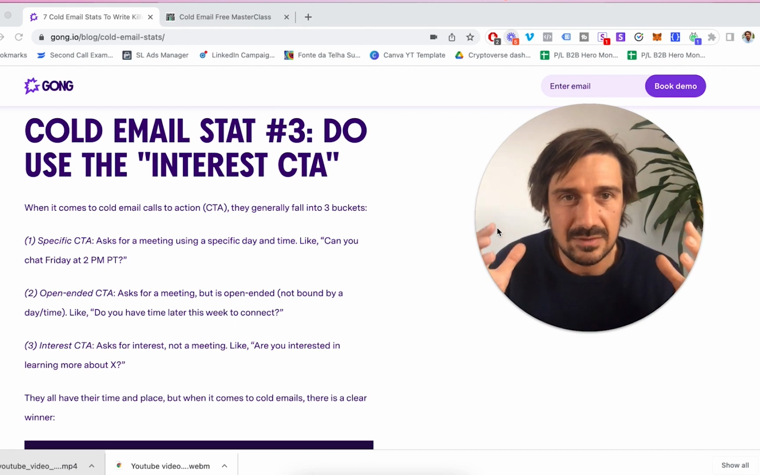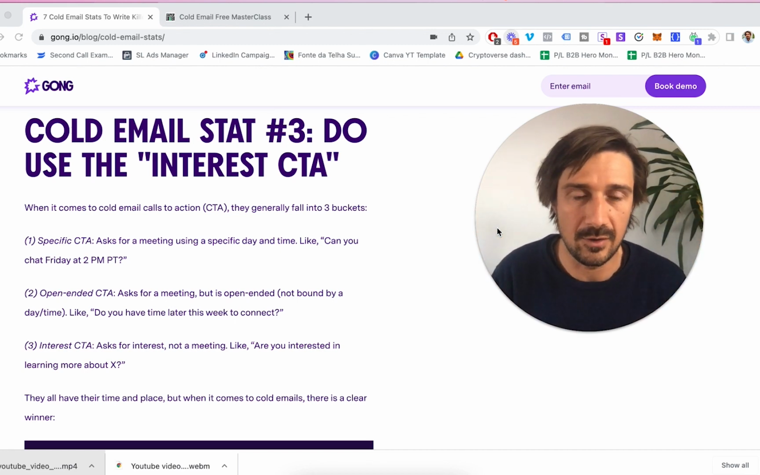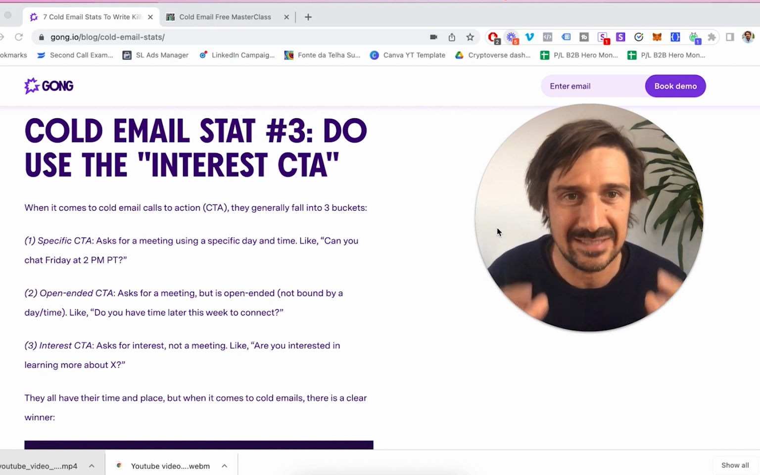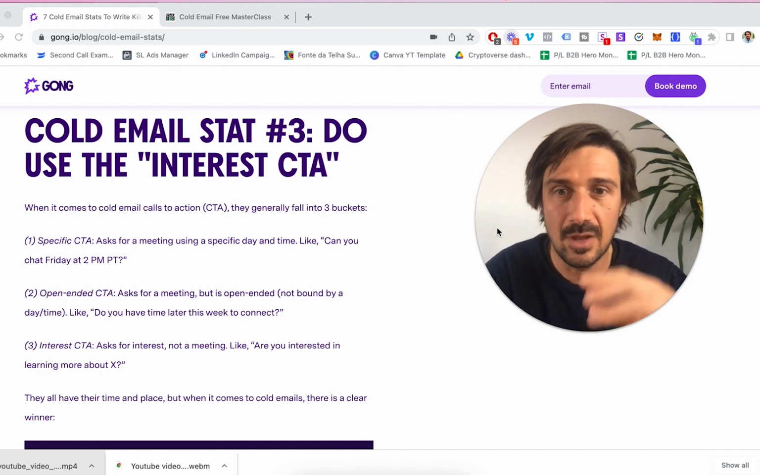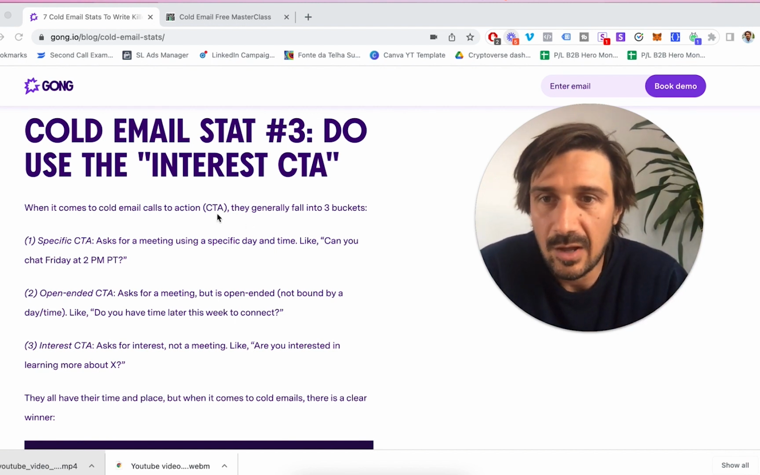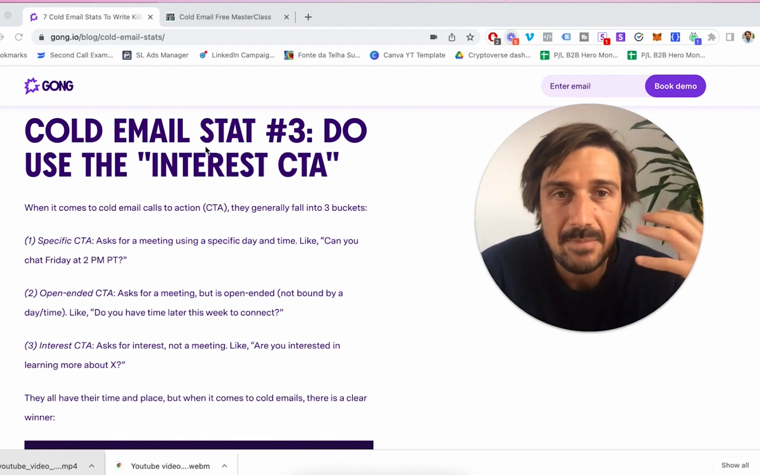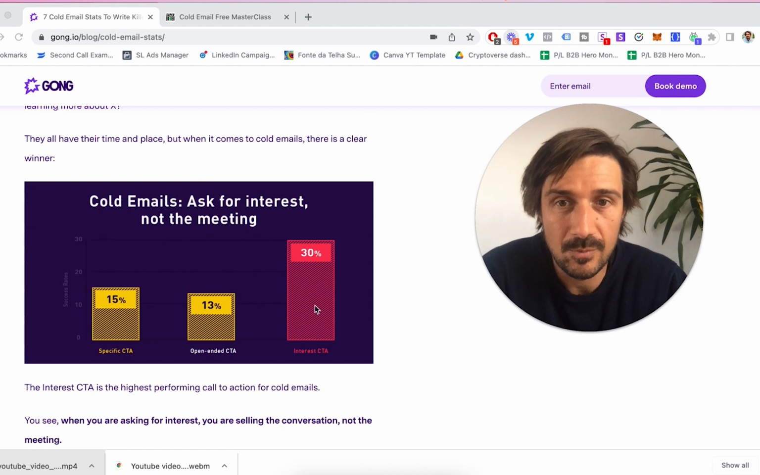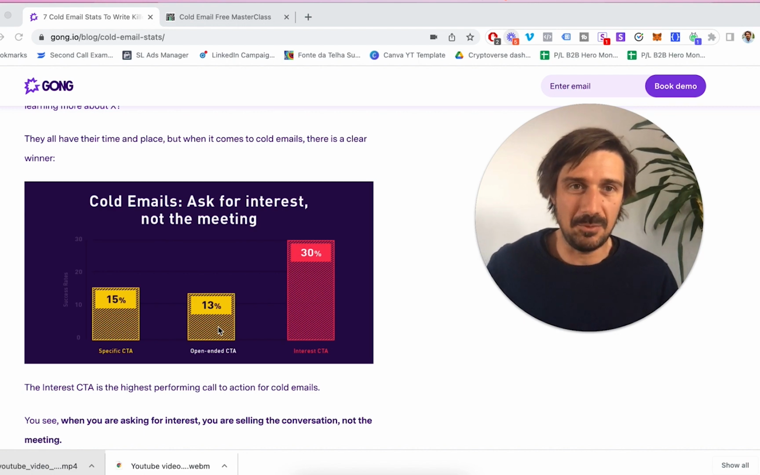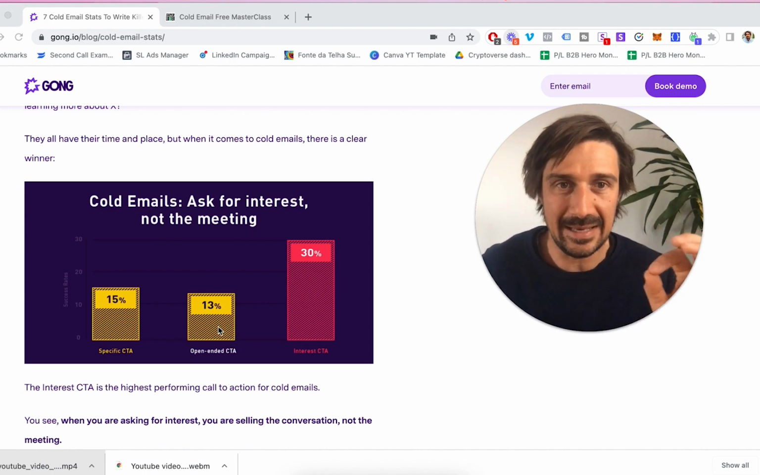So looking at the data and the research from gong.io, a lot of people are bringing out loads of really detailed data and research, so we can piggyback off this and learn from them as much as possible. Going from gong.io, they have this really cool article which goes into the main things that make cold email work really well. And one of them is all about the call to action. They're suggesting that the interest call to action outperforms. So cold emails ask for interest, not the meeting. The specific call to action is 15%, open-ended is 13%, and interest-based is 30%. So the open-ended only performs a little bit worse than the specific, but the interest outperforms.